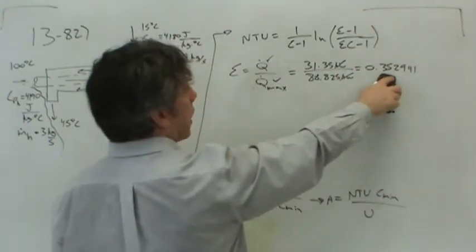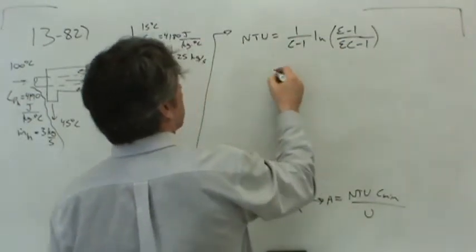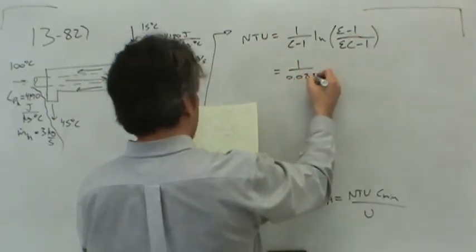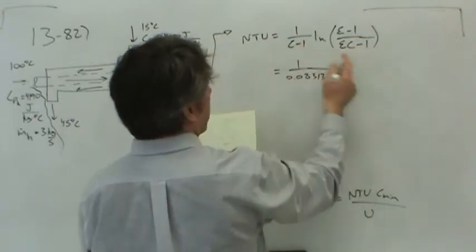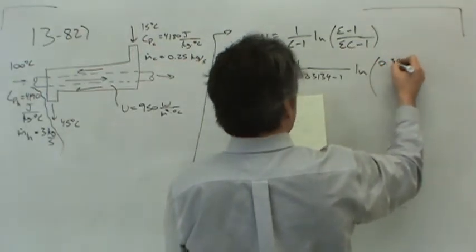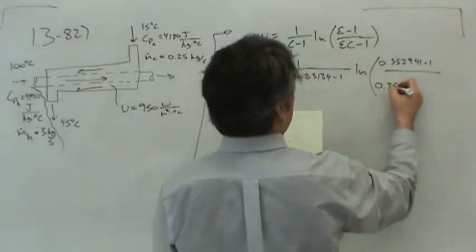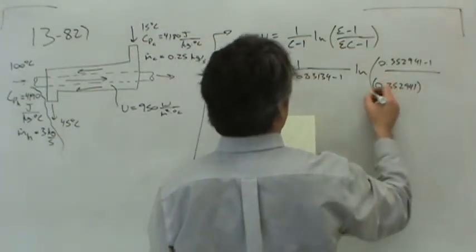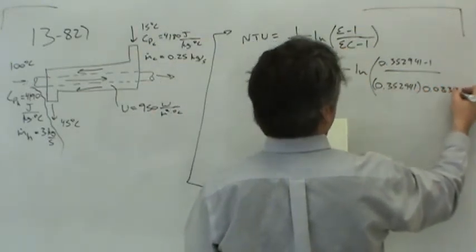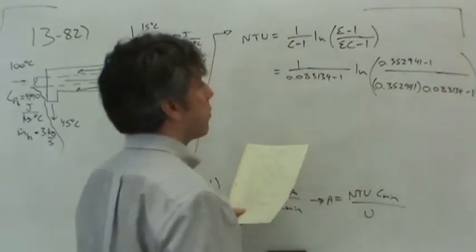Now this is really what we came for, so I'll just remember I'm going to plug it in here. The capacity ratio was that 0.083134 number. We have to subtract 1 off of it. Take the natural logarithm of the effectiveness less 1, 0.352941 less 1, divided by the effectiveness, 0.352941, multiplied by the capacity ratio, 0.083134, less 1. So notice, of course, the multiplication has to be performed before the division.